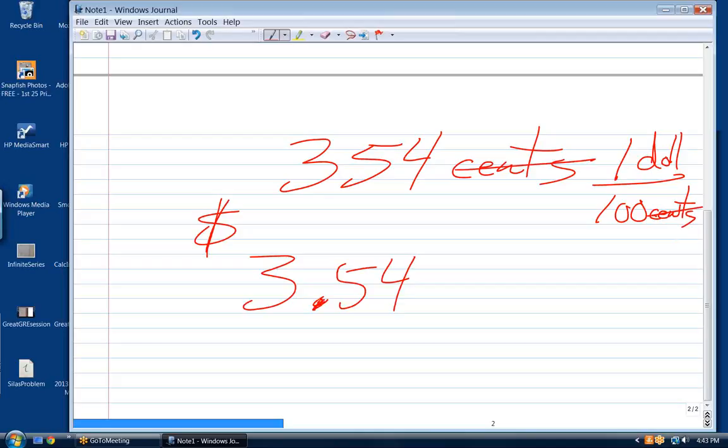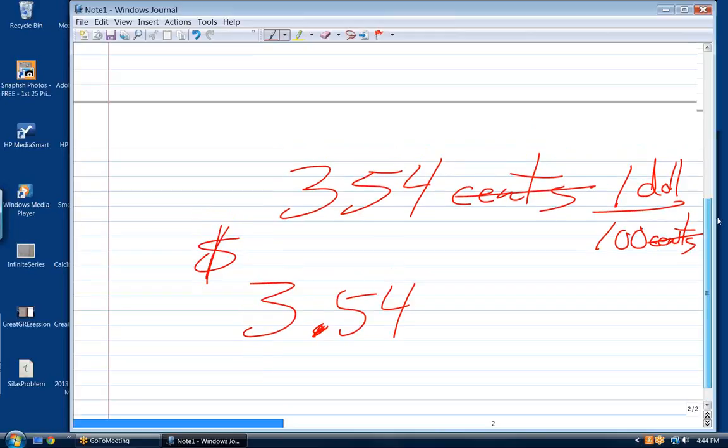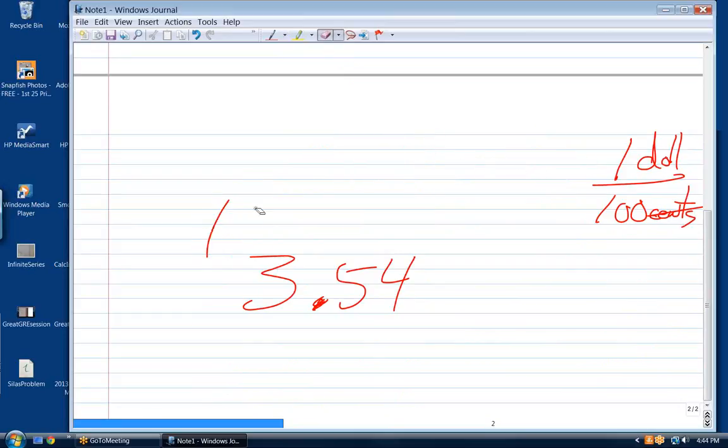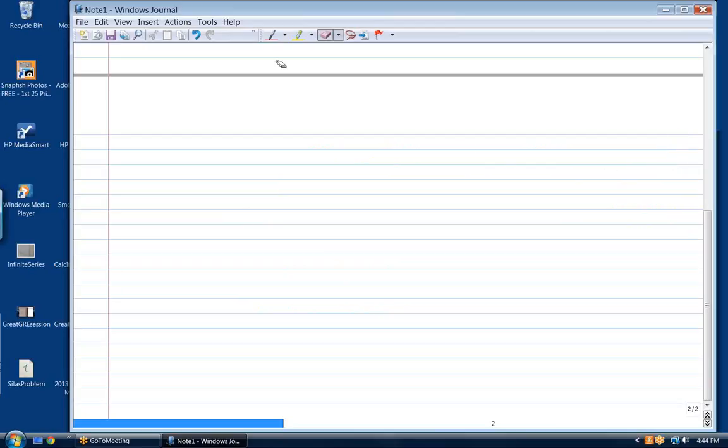So in that problem, I really kind of had to do it twice. I had two different ratios that I had to use. Yeah. Converting it to cents and then converting it to dollars. Okay.